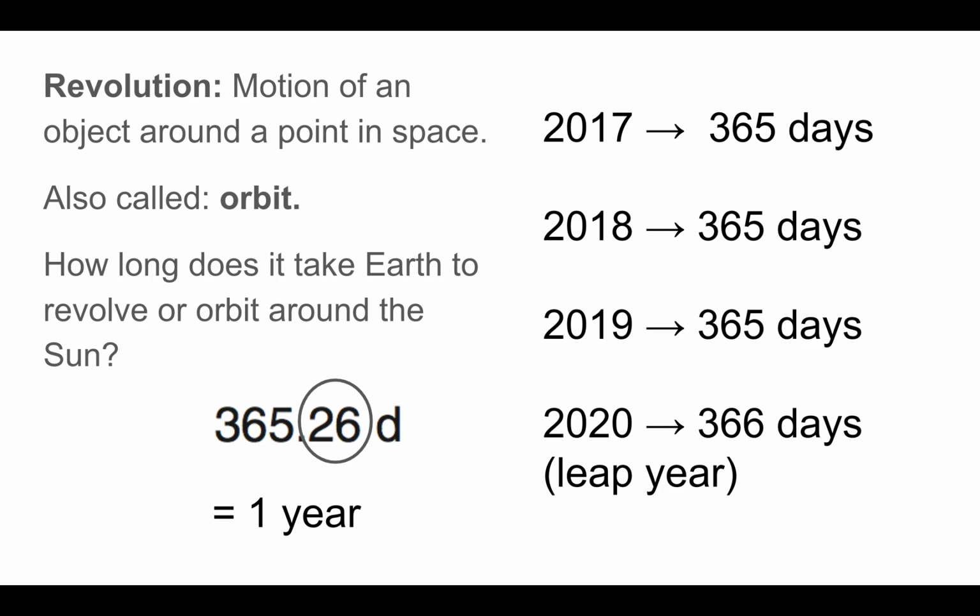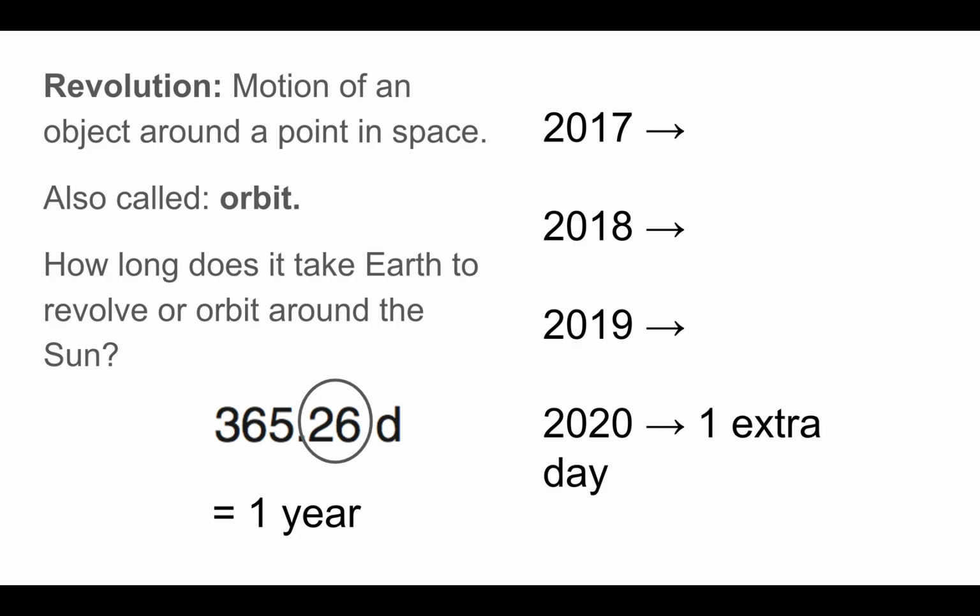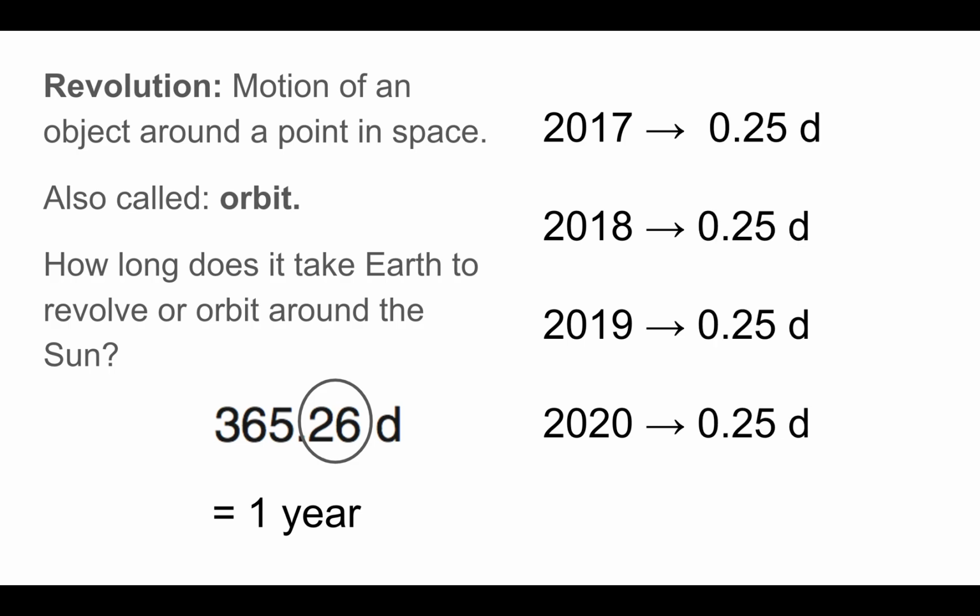But in 2020, we have 366 days. We call that a leap year. Basically, 2020 has 1 extra day. If we divide that 1 extra day among the 4 years, it would be 0.25 days per year. That's how we account for that little extra bit in our year.